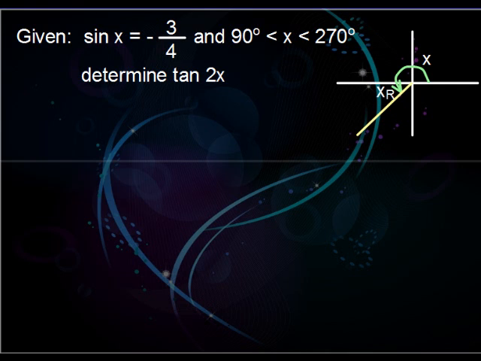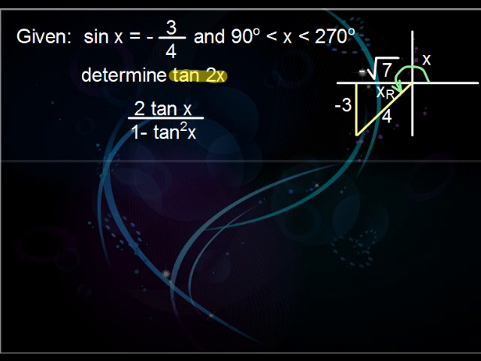Now with respect to the reference angle, which I'll call x sub r, we want to identify the sides of a triangle. Since the sine is opposite over hypotenuse, that's 3 over 4, we labeled the opposite side negative 3 and the hypotenuse 4. Let's go ahead and use the Pythagorean theorem to get that third side. And if you're thinking 3, 4, 5, you're forgetting the 5 has to be the hypotenuse. So we'd actually have to use the Pythagorean theorem here to get that third side, and that would be the square root of 7.